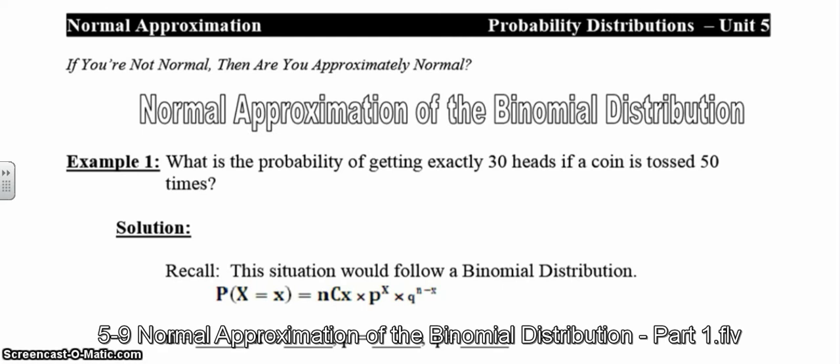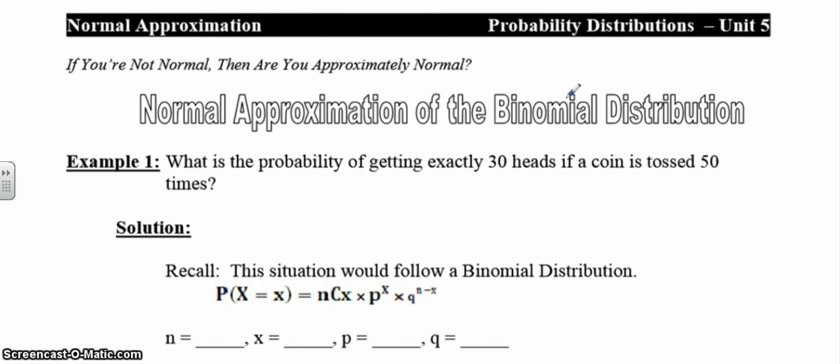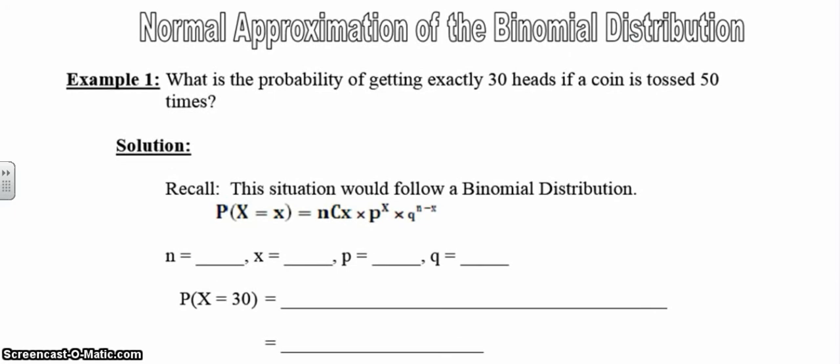Okay, welcome to today's lesson. It is called the normal approximation of the binomial distribution. So, you're going to have to go through the first couple of examples to really get an understanding of what this title even means. So let's start with just a basic binomial distribution question. What is the probability of getting exactly 30 heads if a coin is tossed 50 times?